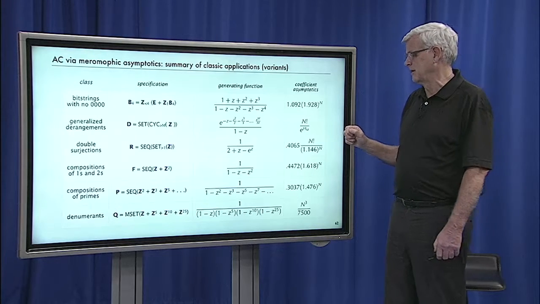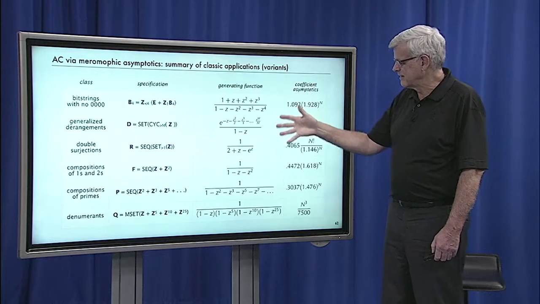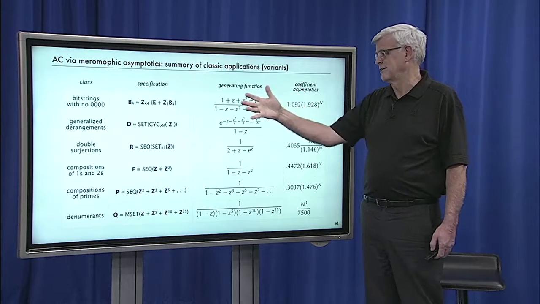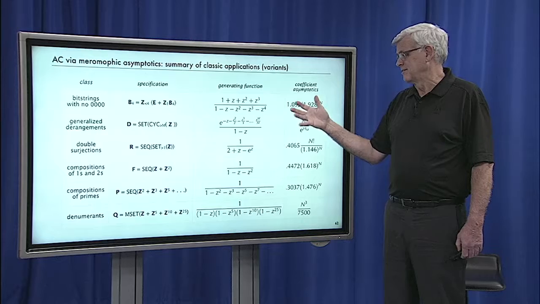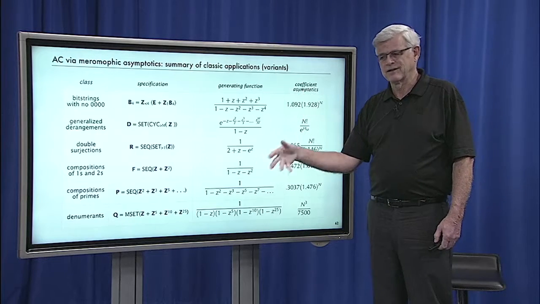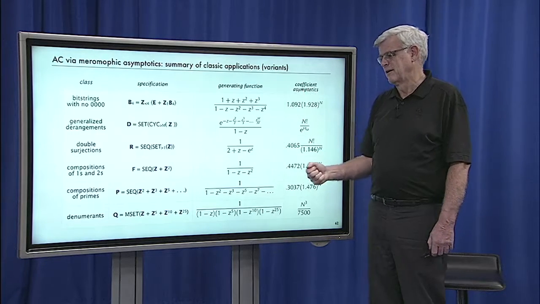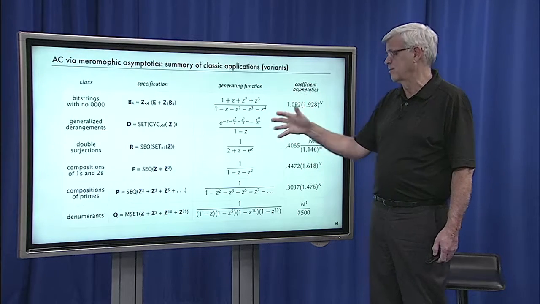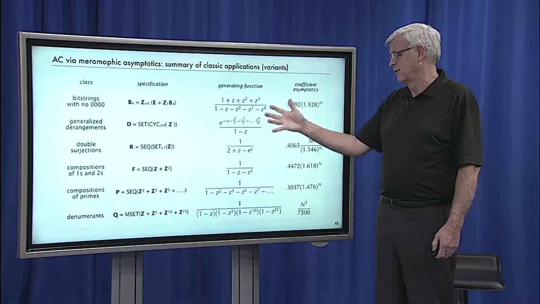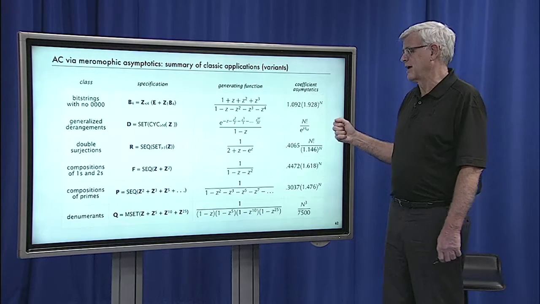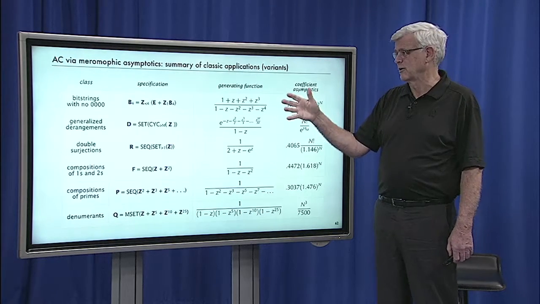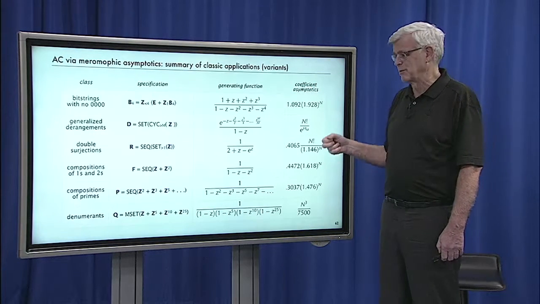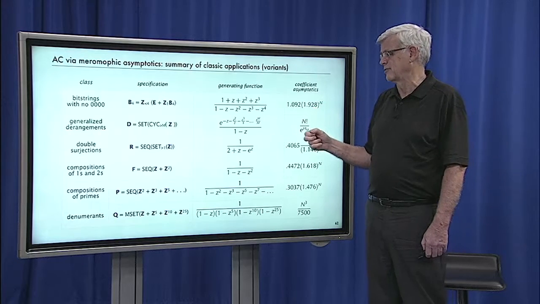coefficient asymptotics immediately. Handling these types of problems without analytic combinatorics, which you can find in the literature, is possible, but it requires a huge amount of calculation, and analytic combinatorics allows us to skip over the top to immediately derive asymptotic results without much calculation.